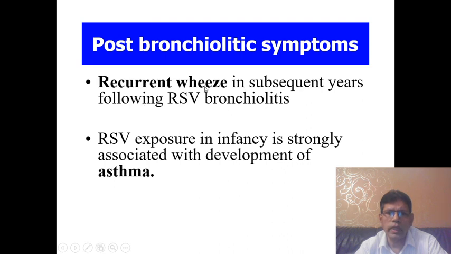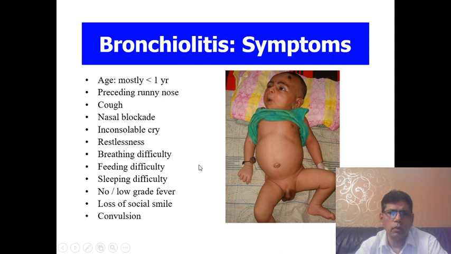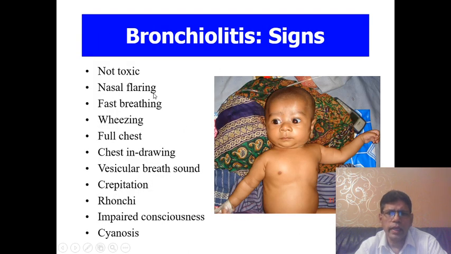Post-bronchiolitis, there may be recurrent wheeze in subsequent years, or it can even give rise to asthma. Now, symptoms: age mostly below 1 year, preceding runny nose, cough, nasal blockade, incessant cry, restlessness, breathing difficulty, feeding difficulty, sleeping difficulty, no or low grade fever, loss of social smile, even convulsion in a few cases. And signs: the child is not toxic, though very distressed.